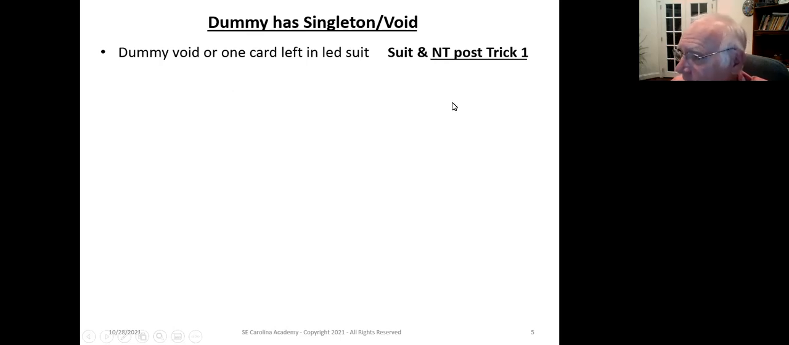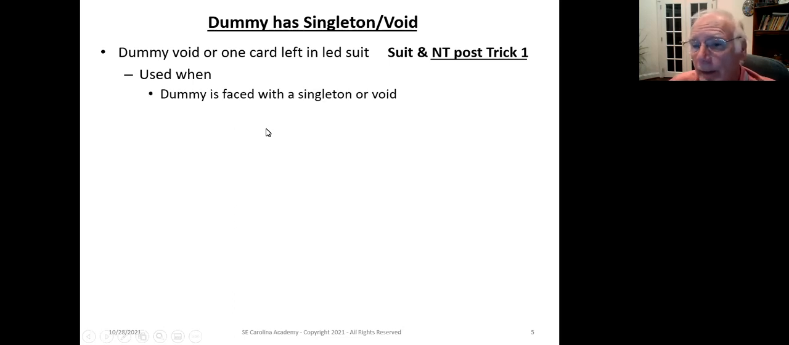The reason it's after the first trick in the no trump contract is because we use a special signaling system in no trump contracts on trick 1. Okay, we'll talk more about this in the lesson on no trump signals. And it occurs typically when your partner has a suit, and when the dummy is faced, the dummy has a singleton or a void.